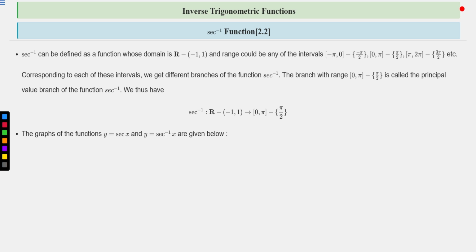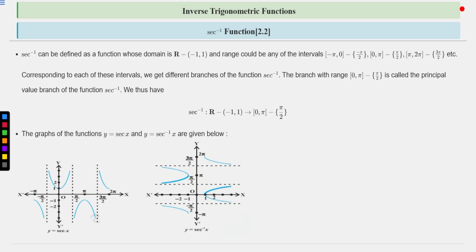The graphs of the functions y equals sec x and y equals sec inverse x are given below. The domain will become the range here, and the range will become the domain. So this is the graph of sec x and this is the graph of sec inverse x. We have just interchanged the axes. Okay, let us move.